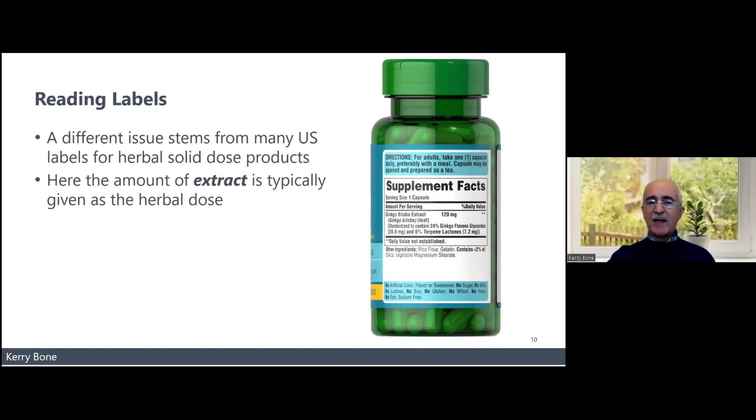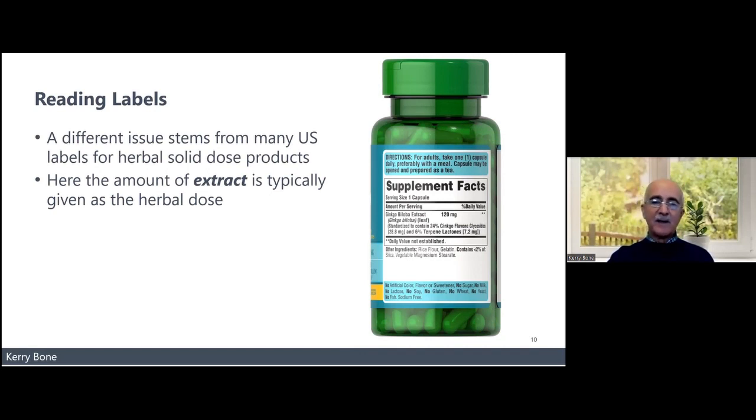Typically, as per that example, they give you the amount of extract. So you see one capsule contains ginkgo biloba extract 120 milligrams. But they don't tell you what the extract ratio is, so your dried herb equivalence is unknown. Now, fortunately, in this case, you can see it's standardized to contain ginkgo flavone glycosides at 24%, et cetera, et cetera. You can work out that that's your standard 50-to-1 ginkgo extract.